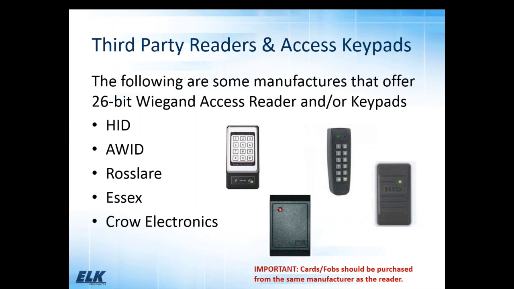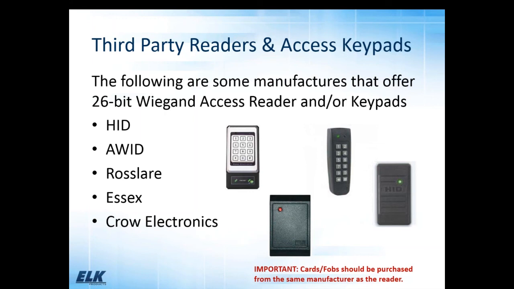One thing that's very important to note, and we run into this fairly often: cards and fobs need to be purchased from the same manufacturer as your reader. So you can't interchange those. Even though it's 26-bit Wiegand, that doesn't necessarily apply to the card. It's more related to the output of the device itself. There's a manufacturer's code, so to speak, built into those readers and the cards and fobs, and they have to match.